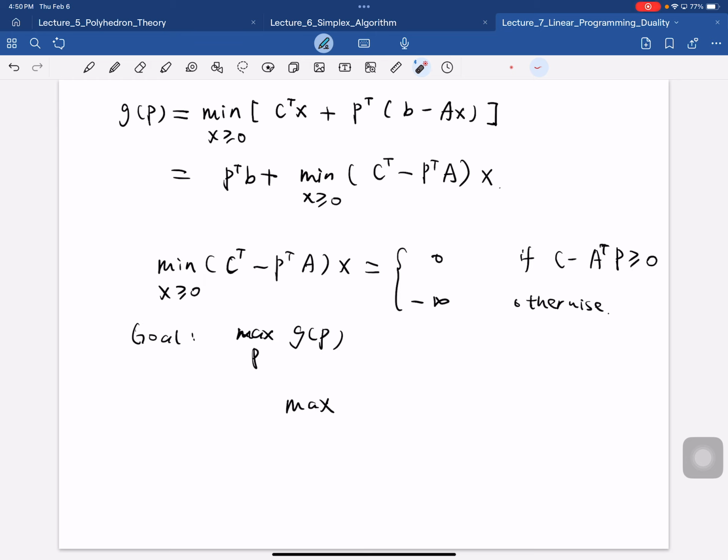So if you take the transpose of C minus A transpose P greater than or equal to 0, you can also write this condition as C transpose minus P transpose A greater than or equal to 0 transpose. Usually when you write a vector, by default we assume it's a column vector. But now this whole thing is a row vector, and I want to write it in a column vector form, that's why.